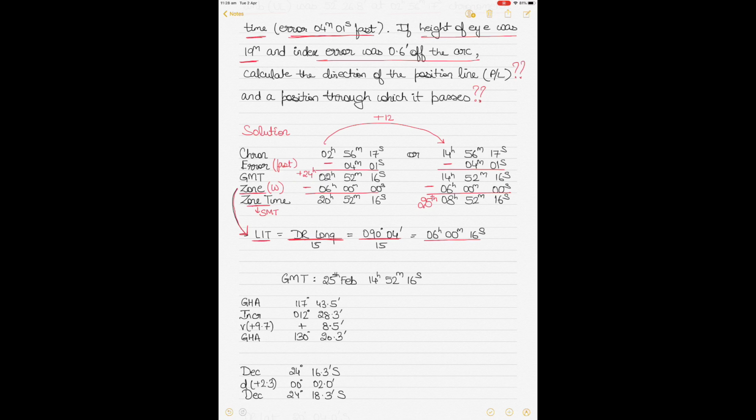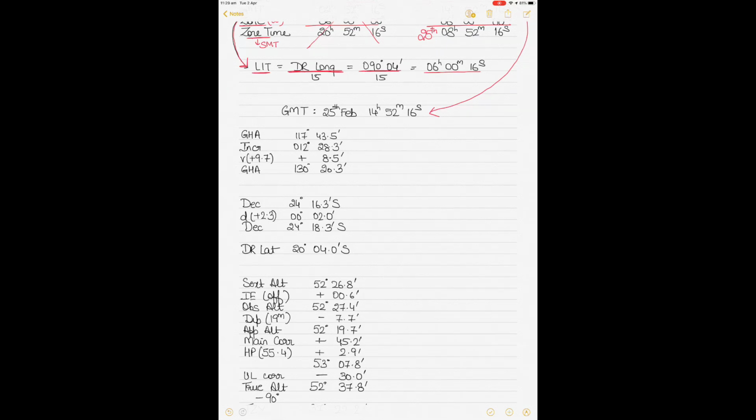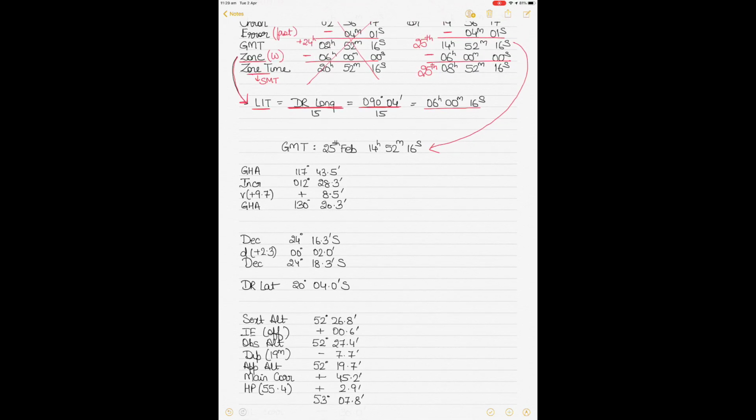It cannot be 100 hours. And if I subtract 6 hours from, so even though GMT is ahead of me, it's still 25th of February at GMT. So I don't need the first case. I'll cancel out the first case. So that's why my GMT becomes 25th of February, 14 hours 52 minutes and 16 seconds. All right.